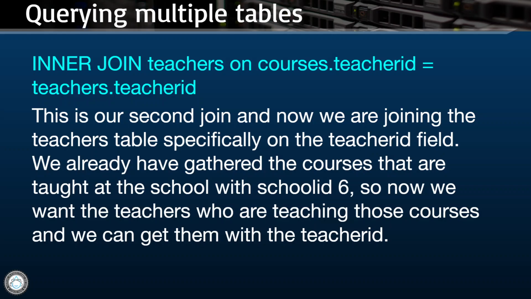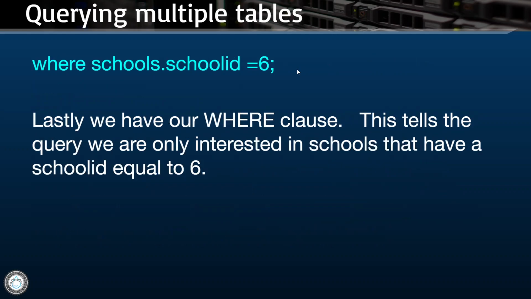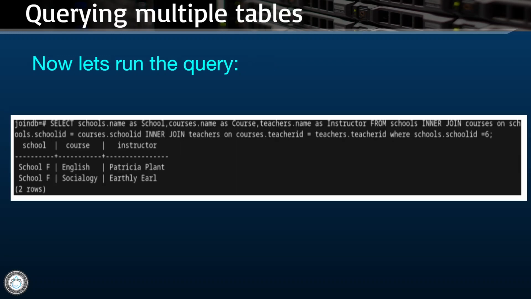And here we establish our second relationship. We can do another inner join. And this time we are joining our teacher's table. And the relationship will be the teacher ID on the teacher's table and then the courses table from earlier. And lastly, we're only interested in running a report on the school building whose school ID is number 6. So if we put all those together and run our query like we've done here, we get our results.